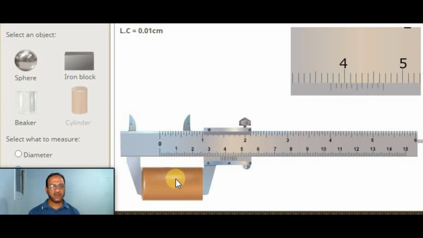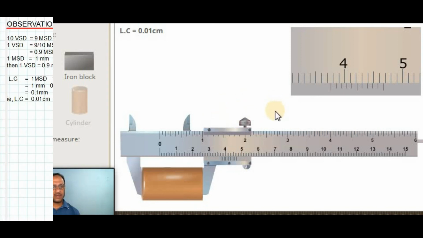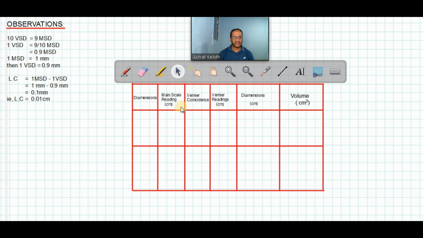Now you can find out the volume of the cylinder by using the equation pi r square L. Pi into radius square into length of the cylinder. The radius we can take from half of the diameter measured, the length is here, so you'll get the volume of the cylinder also. And the inner volume of the beaker also is pi r square L. For that, r is half of the diameter, and L we can take from the depth. Depth is the length. Okay, now we'll do the calculations.